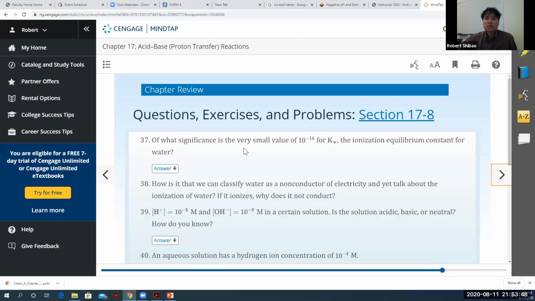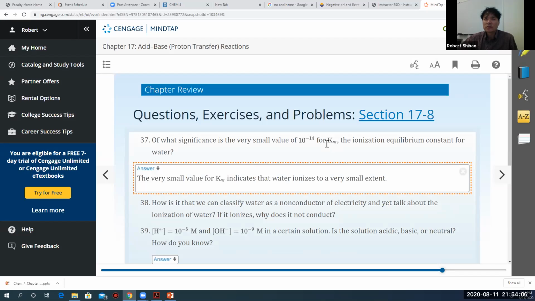Of what significance is the very small value of 10 to the minus 14 for Kw? The significance is only like 4 out of a billion water molecules have enough energy and orientation to react in the ionization equilibrium constant for water. This K is called the equilibrium constant. And this is called Kw. This is the equilibrium constant for water. It's the ionization equilibrium constant for water.